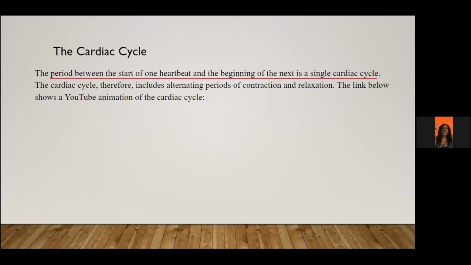Now, we'll be playing a YouTube animation detailing the cardiac cycle and its different phases.